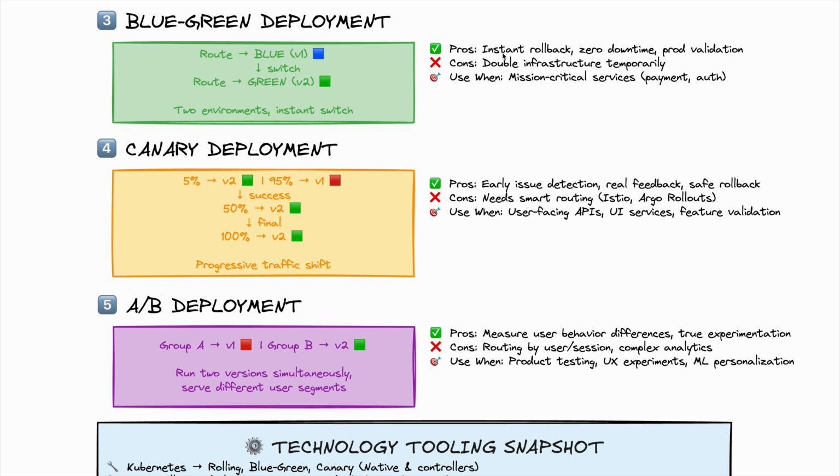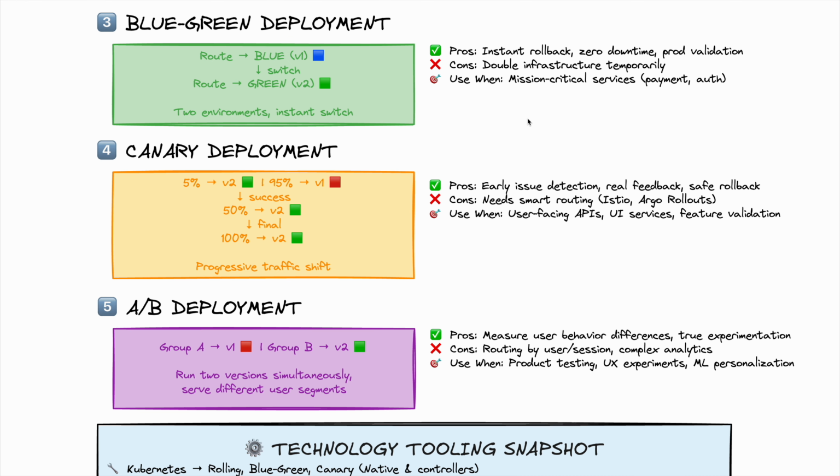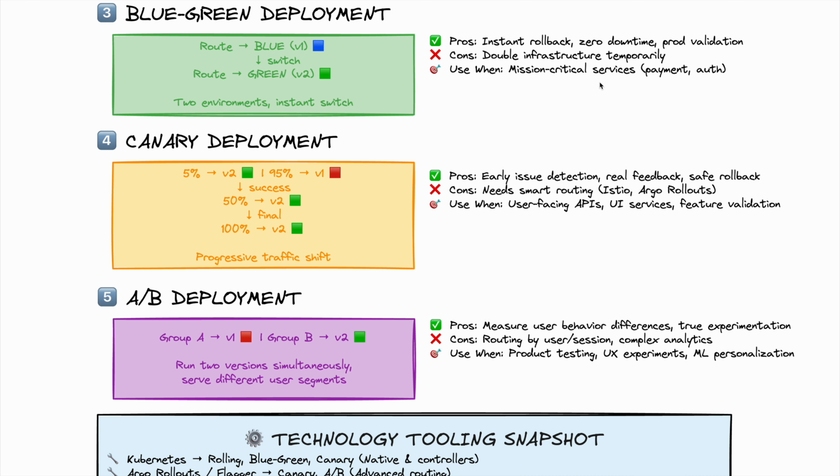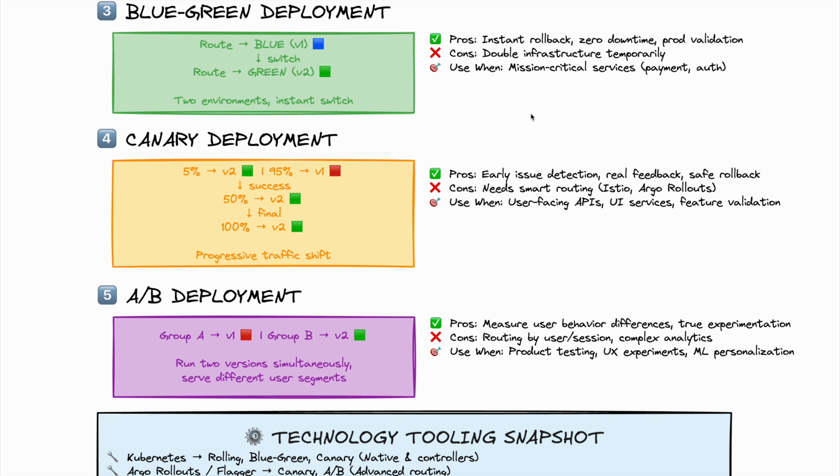Again, what are the pros of this approach? It's an instant rollback, zero downtime, and we can validate that in production. And the cons is, again, double infrastructure, so we need to maintain double infrastructure temporarily. And what are the use cases where we're using that? We are using that for mission-critical services, for example, payment, authentication, and so on.